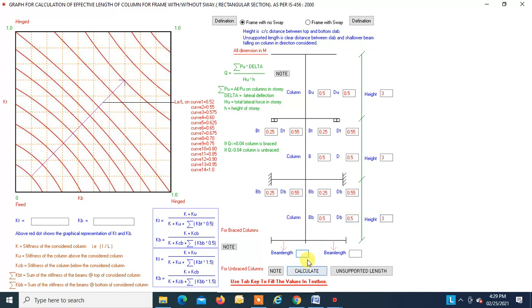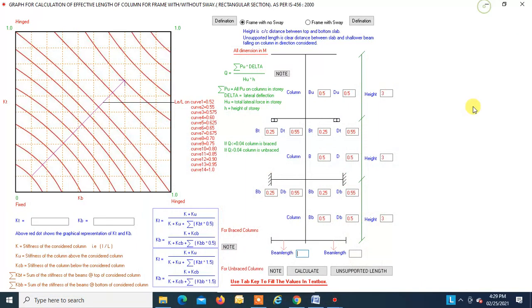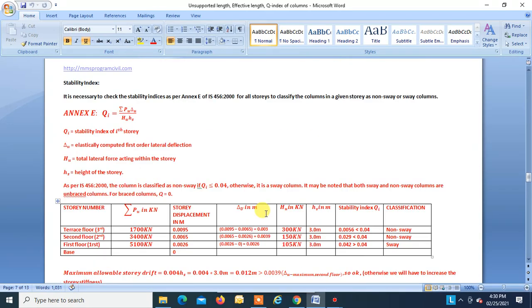Now length of this beam. We know this is 5 meter and this is 5 meter, so we will give 5 and 5. Now calculate. So we get beta 1 and beta 2. This is 0.833. So that is what we get over here, right?